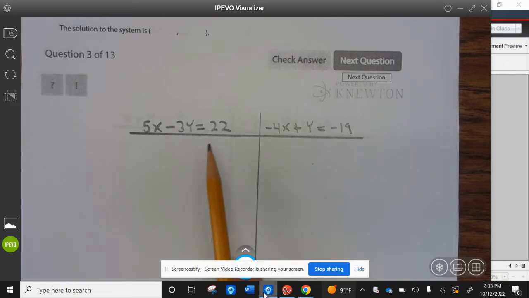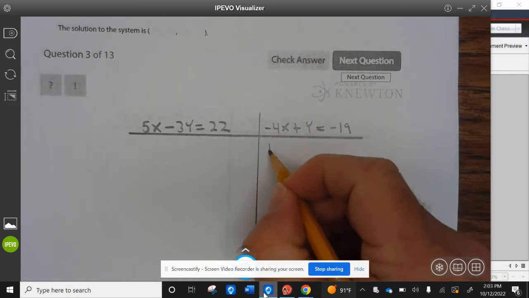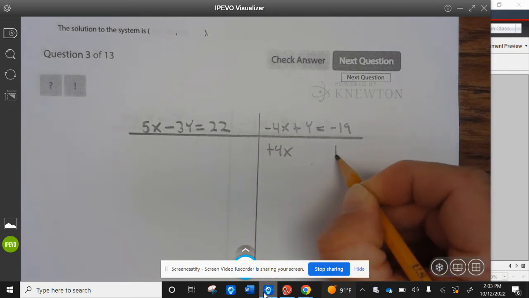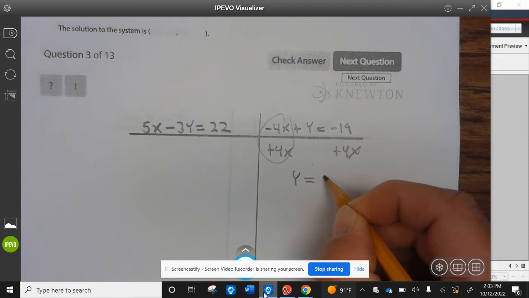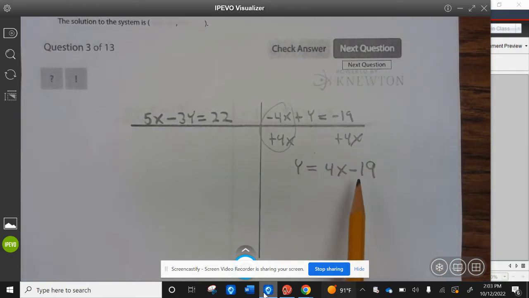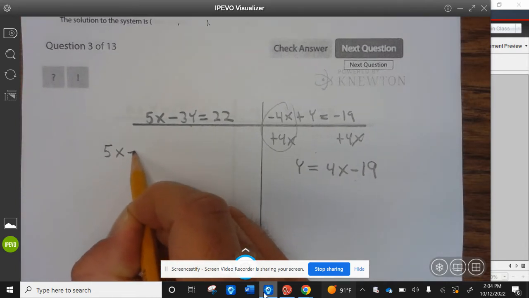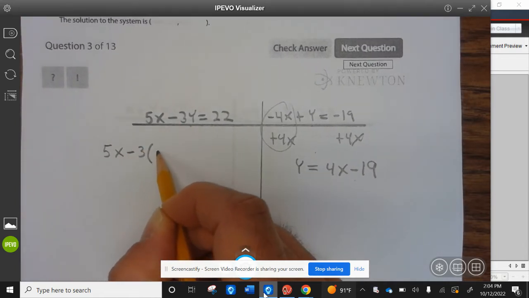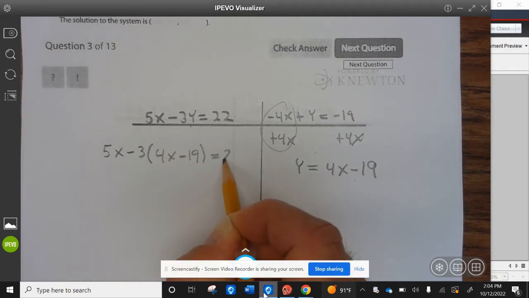All right, so here I'm going to use this equation because we have y without a number in front, so it's going to make it easier to solve. We're going to add 4x to both sides. So then you get y equals 4x minus 19. We're now going to substitute that into this equation for y. So it's 5x minus 3 times 4x minus 19 equals 22.